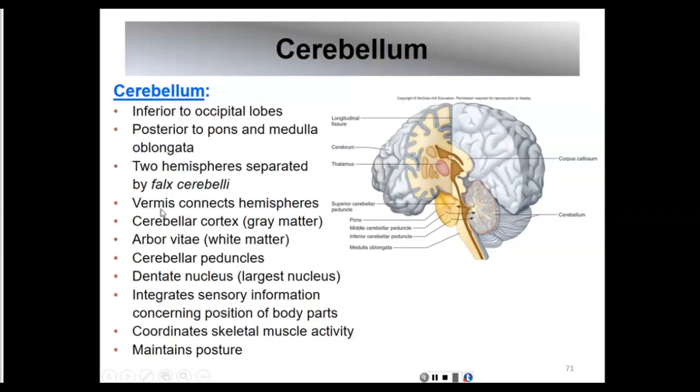You don't need to worry about the vermis or the dentate nucleus. Just know the arbor vitae, the cerebellar cortex, and also what's its job. The cerebellum is for integrating sensory information about body position, as well as coordinating skeletal muscle for posture. So think posture, balance. This is all cerebellum.